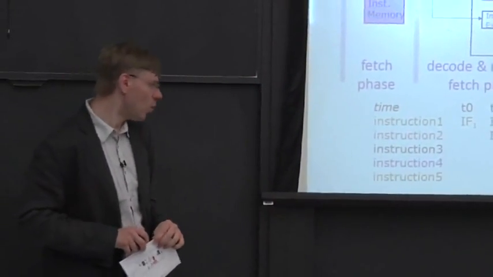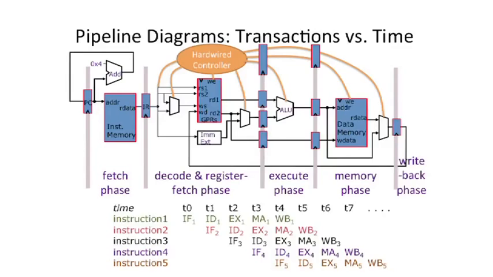So we put on more instructions here. And this is what our pipeline diagrams are mostly going to look like in this class: we're going to have transaction or instruction versus time pipeline diagrams. And we're going to plot these out. And you'll see that instructions sort of flow down the pipe.